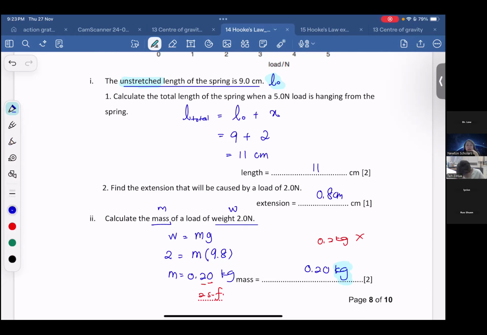Crystal, Shuan, Emily. Okay, so we go to page number 9 right now.